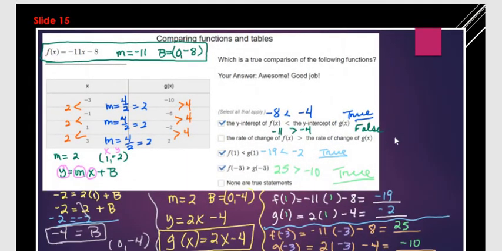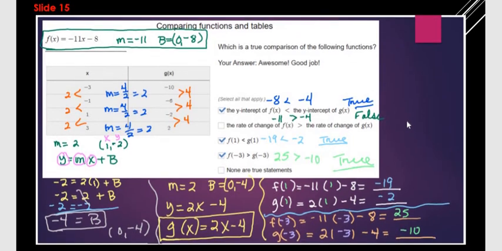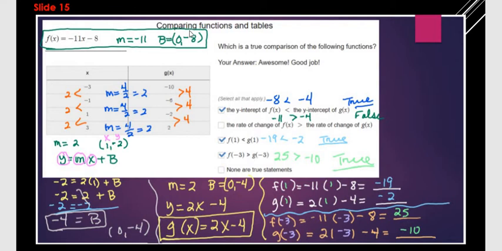Now number 15. So when I look at number 15, I see that right here, we have to compare functions and tables. So the first thing that I'm going to do when I see f of x equals, I see that my slope right here is a -11. My y-intercept is a -8 right here. Now I'm going to, g of x, this is f of x, this is g of x right here. So the first thing I'm going to do is come up and find my slope. I'm going to count, go backwards.